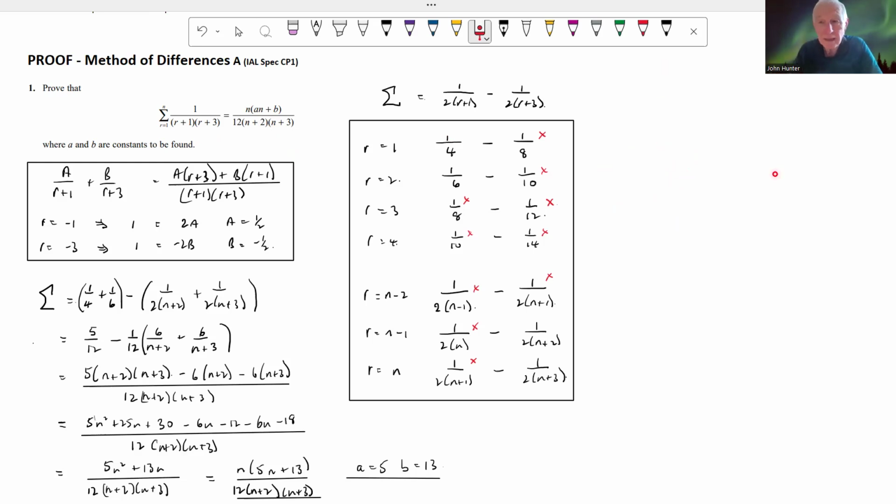So that basically is it. It's the method of differences. This was from IAL's specimen paper.